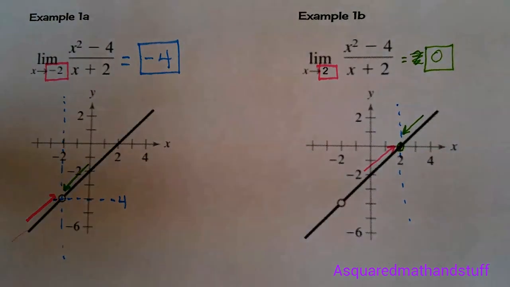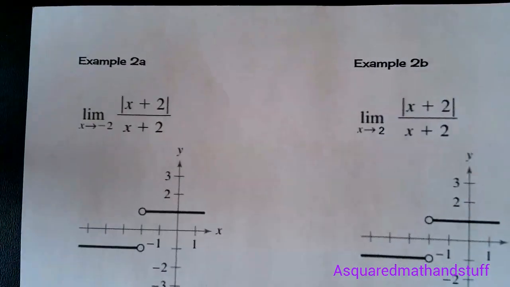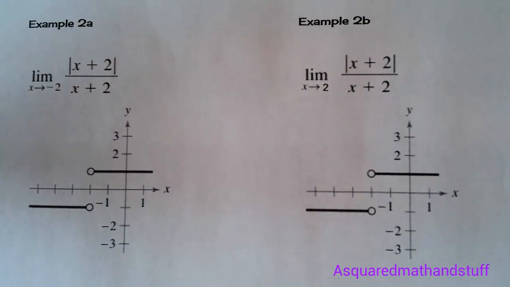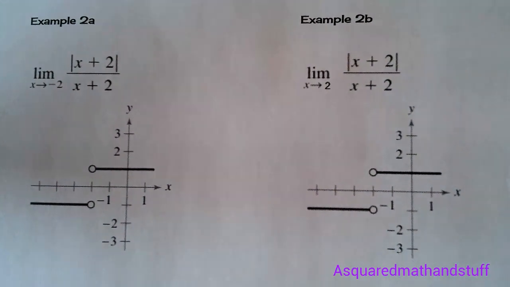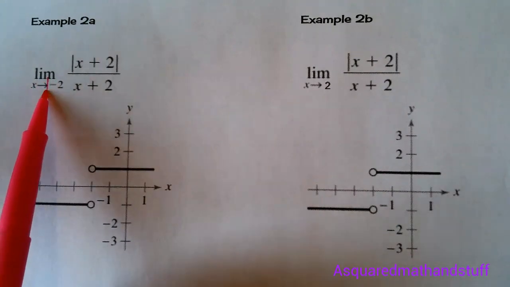Let's go ahead and look at a few more examples. When analyzing the graphs, they tend to go fairly quickly. It's just understanding what you're reading on a graph. All right, I again have two examples, exact same graphs, different c values that we are approaching. Limit as x approaches -2 is the first thing we are looking at.